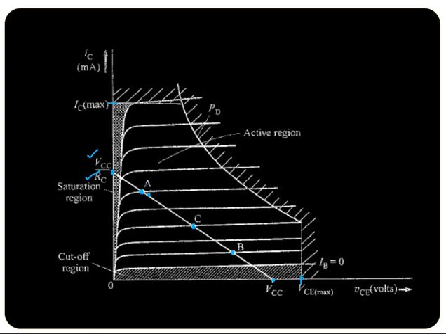We are going to analyze these points A, B and C separately, and see what will happen when an input IB is given to the transistor in each condition. That is, when the quiescent point is fixed at A, when it is fixed at B, and when it is fixed at C, we'll see what happens when an AC signal is given to the transistor amplifier.